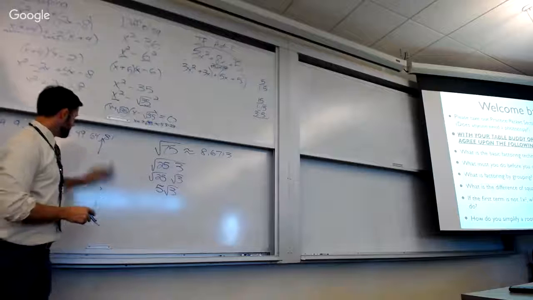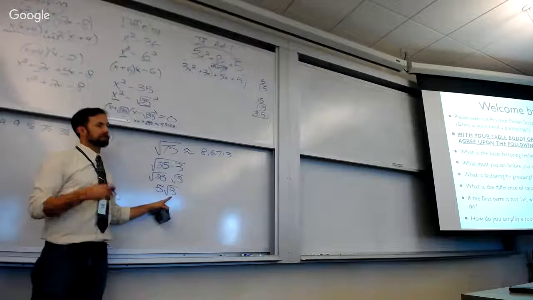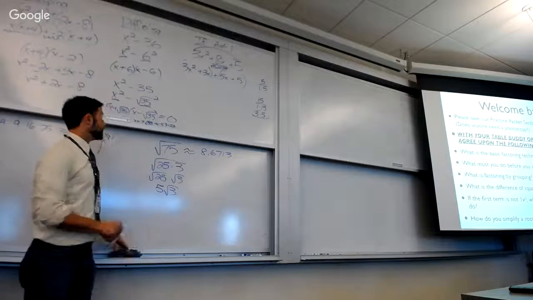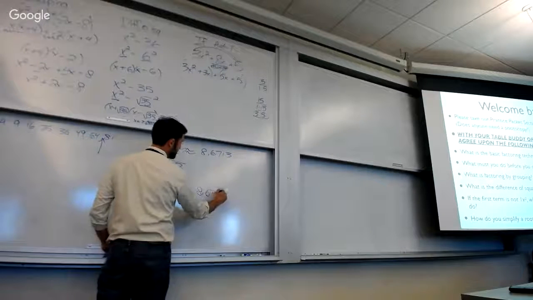Okay, so why do we call this simplified? Smaller. Yeah, smaller number in the root. A smaller number in the root. It still represents the same thing. If you type it in your calculator, it's still going to be exactly the same value. Okay. Oh, okay.